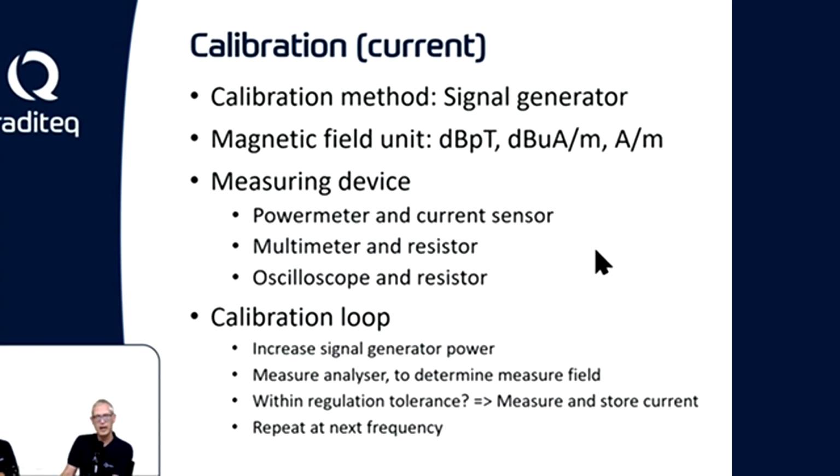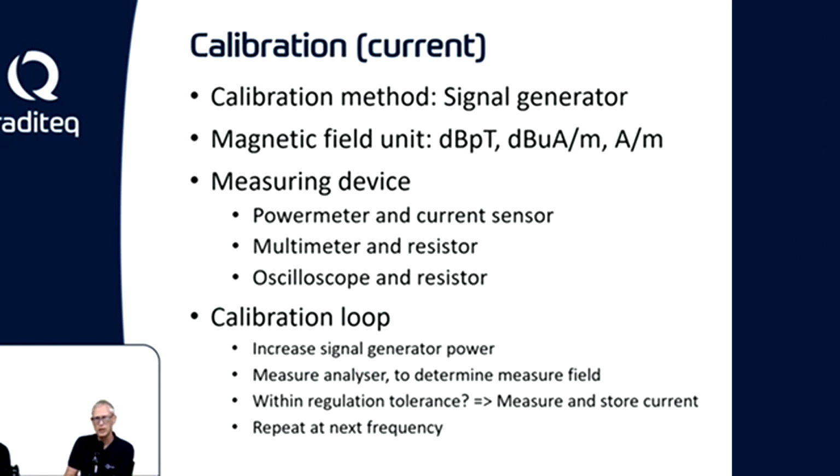And then we have the measuring device, which just selects which set of equipment we are using to measure the current. That can be the power meter and current sensor combination, the multimeter and resistor combination, or the oscilloscope and resistor combination. Depending on the equipment that is being used during the calibration, the correct measurement device should be selected.